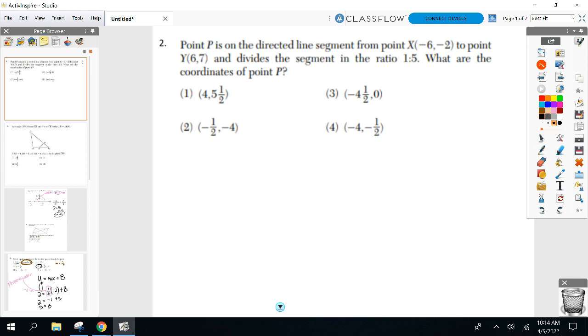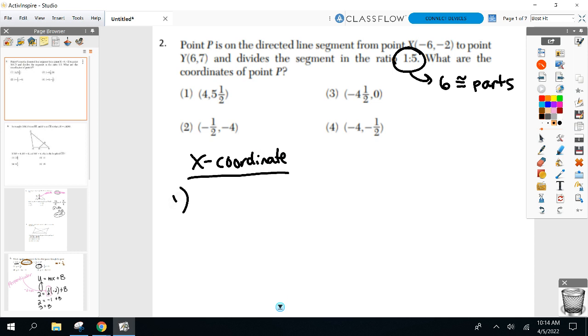All right, so I got x and y divided up into a ratio of 1 to 5. Let's start right there. 1 to 5, how many congruent parts then? I got to break this segment up into 6 congruent parts. Let's start by breaking up the x coordinate first. I'm going from -6 to 6. How many units is that on the x-axis if you counted? 12 units. What did you just tell me to divide it up into? 6 congruent parts. So every time I break it up, I go 2 units.